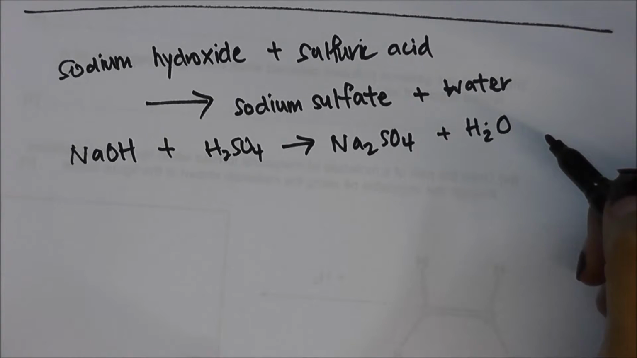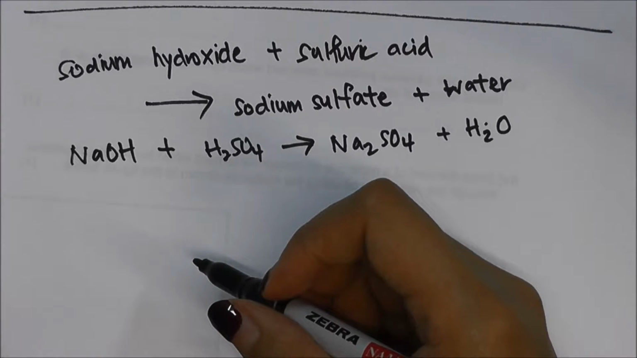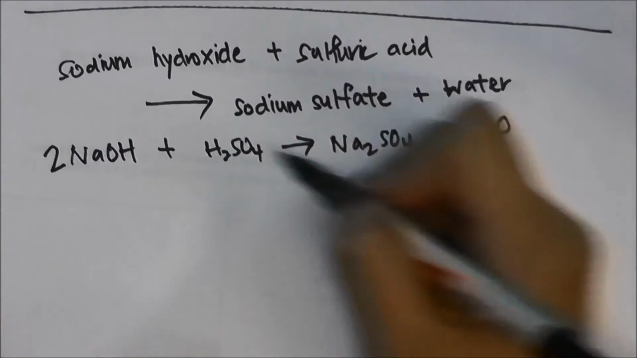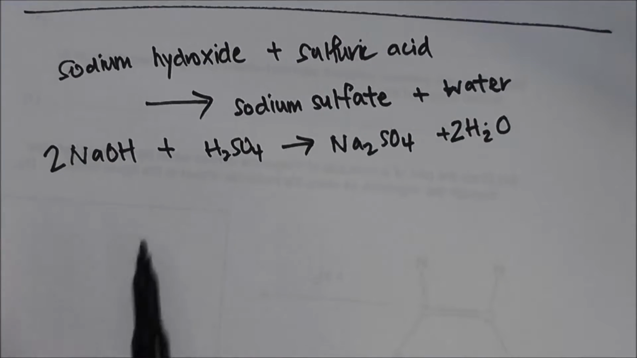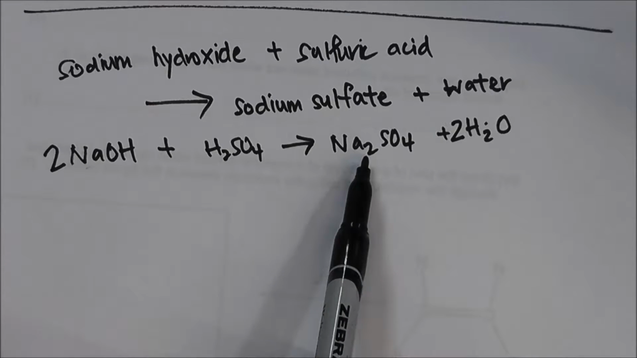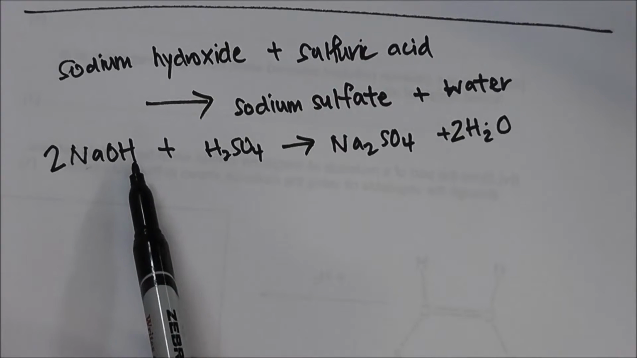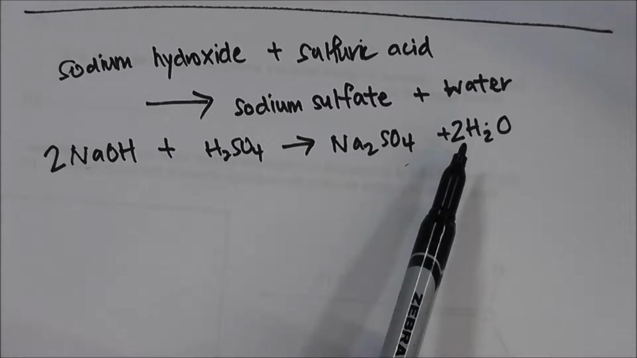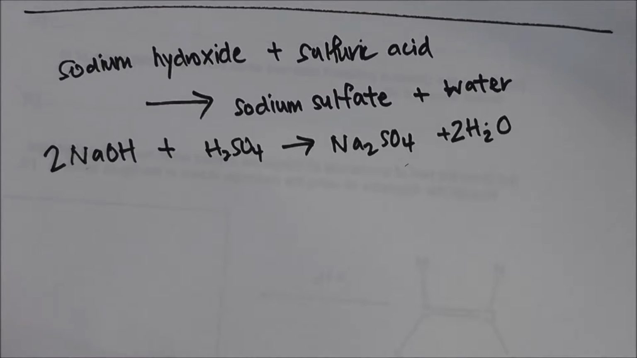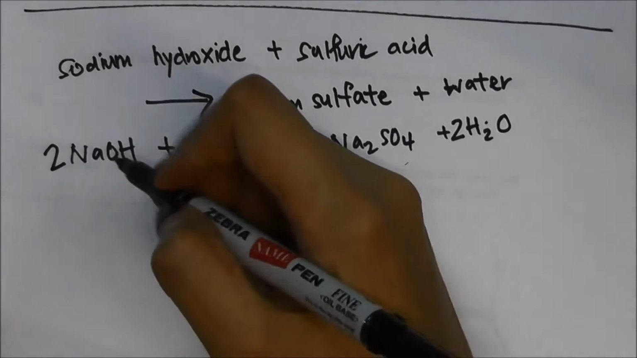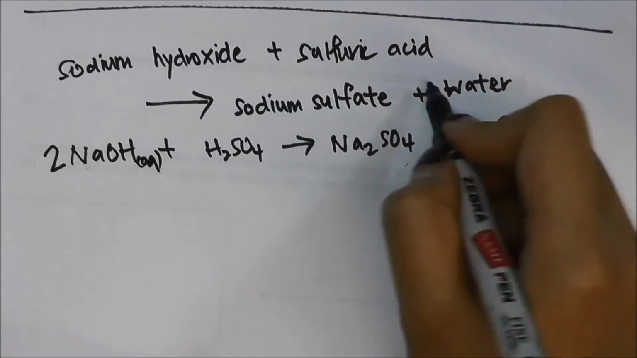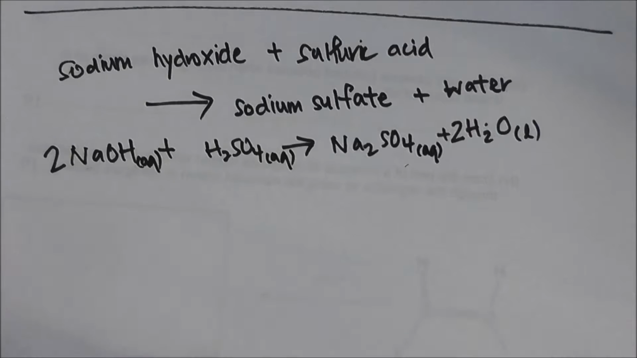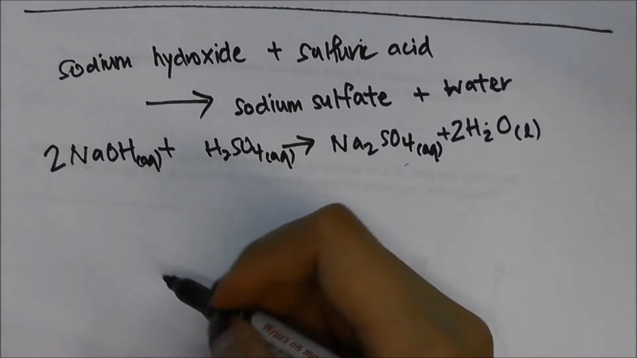Next step is balance. So look at it, I'm going to add a 2 over here and a 2 over here. So this balances out the 2 Na, and I actually have extra H2 here, so total here I have 4. That's why I'm going to add a 2 over here. That's the balancing. Okay, and basically if they are acid and base, they are all aqueous. I said the last one, water is a liquid.